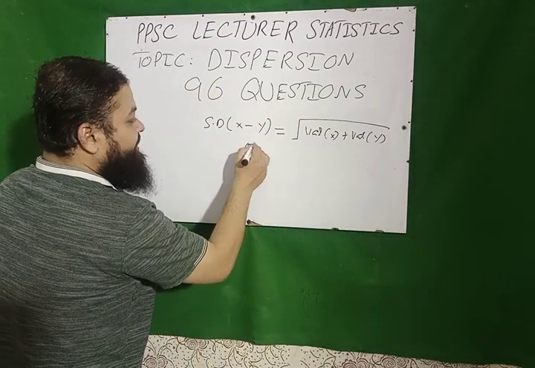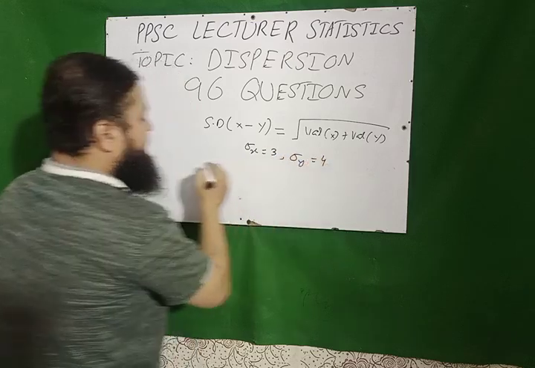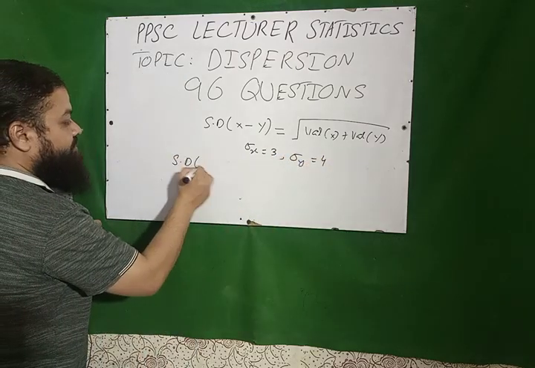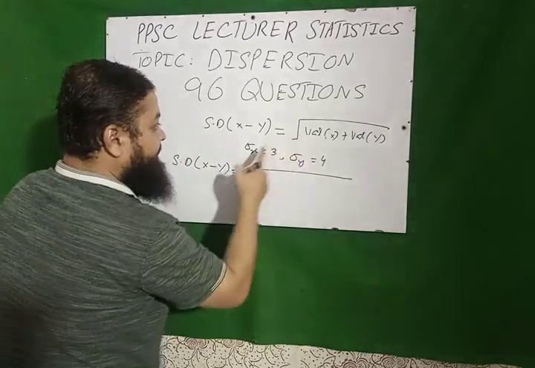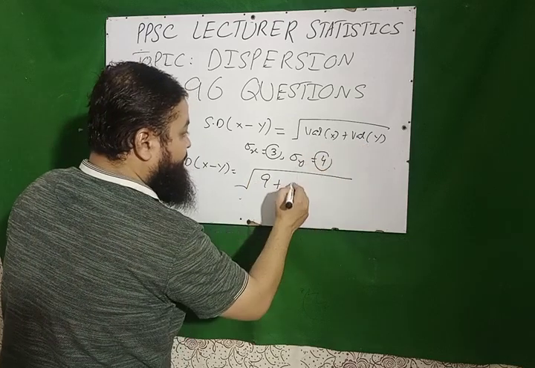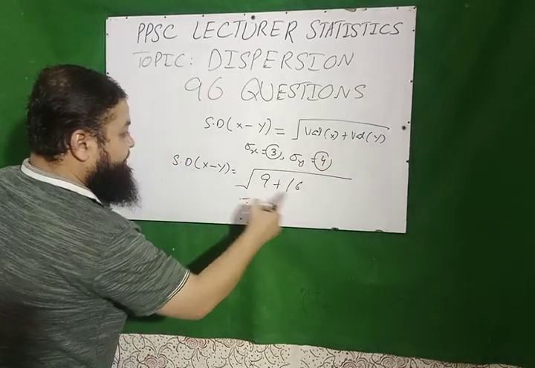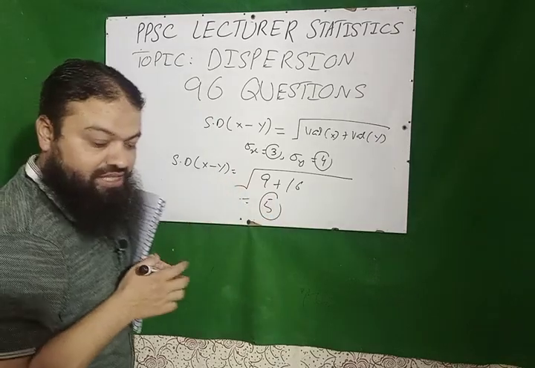For example, sigma of x is given 3, sigma of y is given 4, and the question is find out standard deviation of x minus y. That will be equal to under root variance of x, means 3 square, 9, plus variance of y, means 4 square, 16, and 16 plus 9 is 25. Under root will be 5. 5 will be the correct answer in the exam.